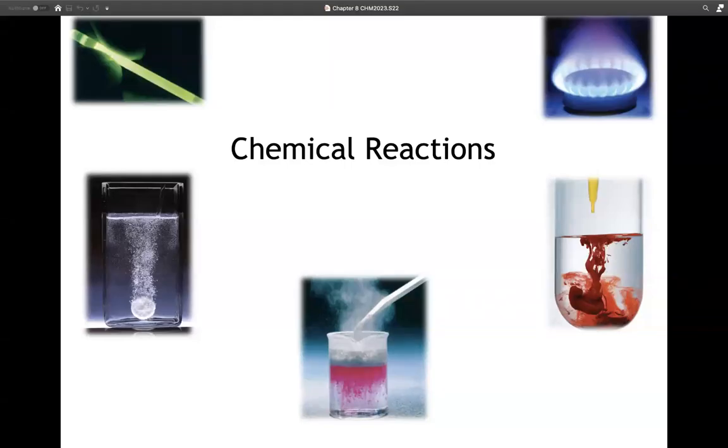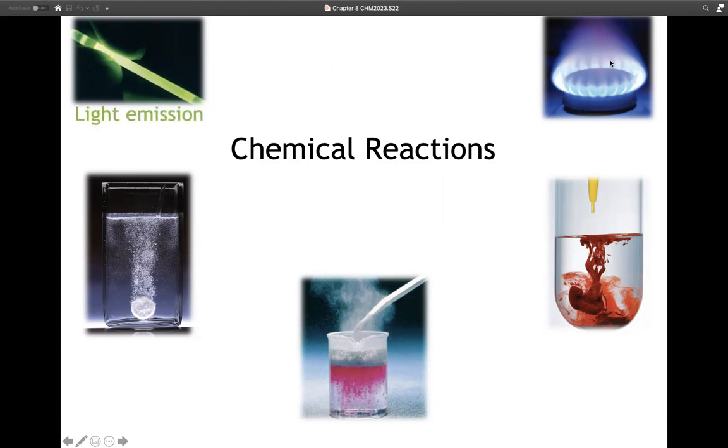Alrighty, hello everybody. In this video, we are going to discuss the different types of reactions and how we can identify what type of reaction is taking place. If you take a look at the different images on the screen, those are all indications of chemical reactions that are taking place.